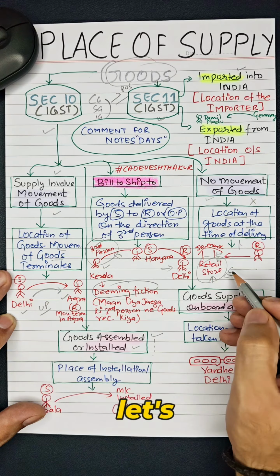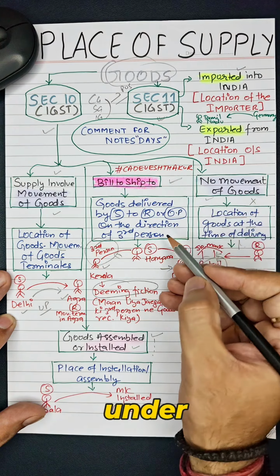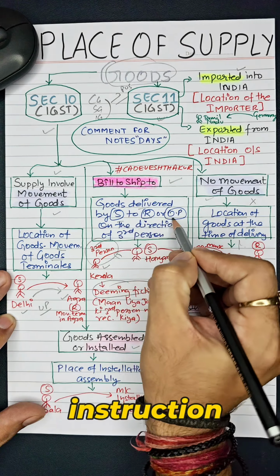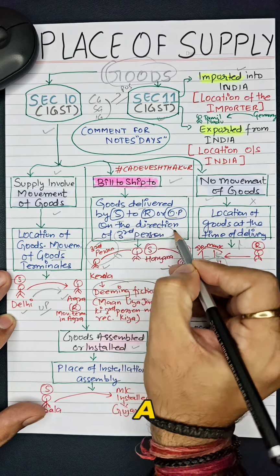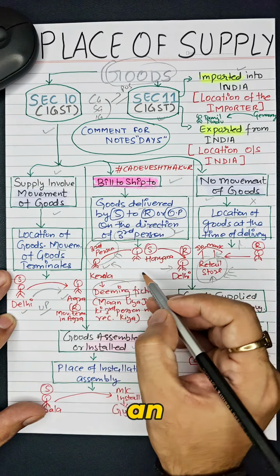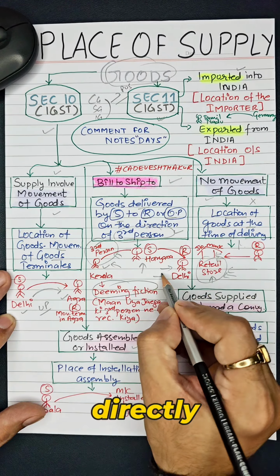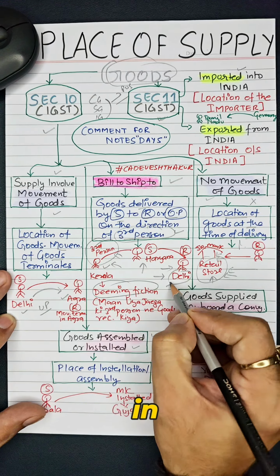So the place of supply will be the location of that retail store where the goods were available at the time of delivery. Now let's talk about the bill to ship to scenario under GST. Here goods are delivered by the supplier to the recipient on the instruction of a third person. A third person in Kerala places an order with a supplier in Haryana and instructs the supplier to directly deliver the goods to a recipient in Delhi.